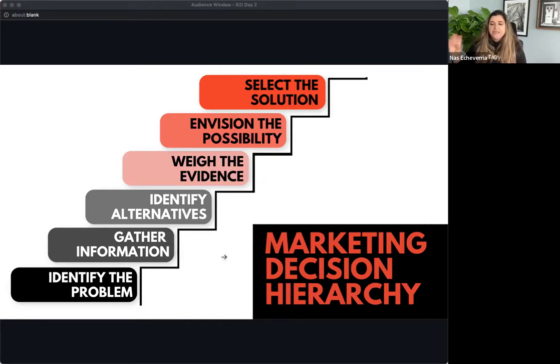So you're going to see here is actually how people make decisions. This is the step-by-step approach to how somebody naturally makes a decision. They identify what the problem is, they gather information, they identify what the alternatives are, or how they can solve that problem, they weigh the evidence, they envision the possibility, and they select the solution. Cool, easy, right? Yes, you can get this graphic, Samantha. This is what it looks like.